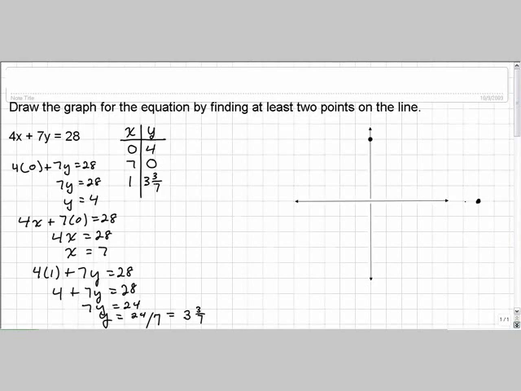And of course we're just going to try to get that as close to 3/7 as possible. So if we go 1 in the x direction, 1, 2, 3, and 3/7 in the y direction, we get a point right about here. And so we can see that these 3 points appear to line up on a straight line. And now to graph the line, we're going to draw the line through these 3 points. So this is the graph of my equation, 4x plus 7y is equal to 28.